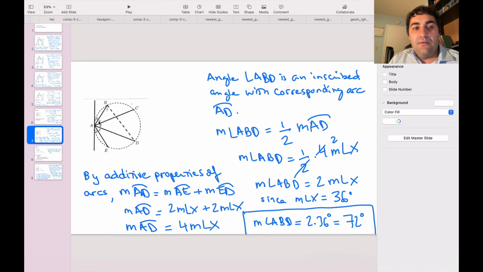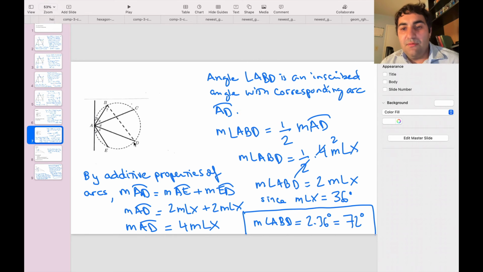So now if we look at angle ABD, well, that's an inscribed angle, right? And its corresponding arc is the same arc here, AD. So we can say measure of angle ABD is equal to 1/2 times the measure of arc AD, because it's an inscribed angle, right?